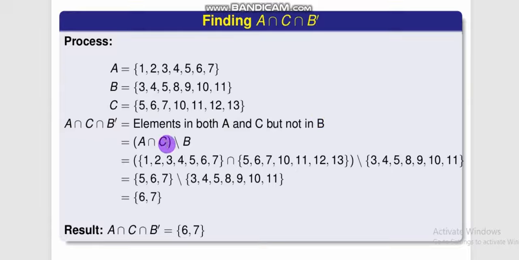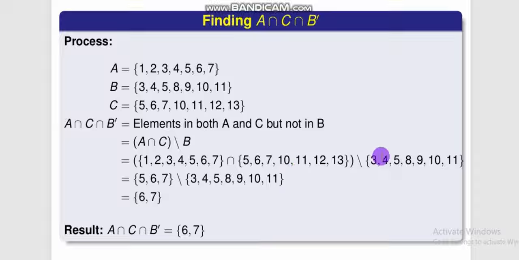So we will find the intersection of A and B, then minus set B. Now, we bring open bracket, we bring set A, we give it intersection, we bring set C, close bracket, then set minus B, we bring set B. Now what elements are common to this one? You find out that 5, 6 and 7 are the only elements common to the two sets, so you write them 5, 6, 7.